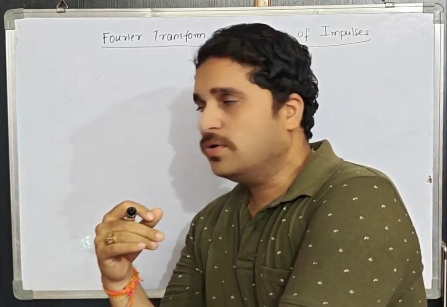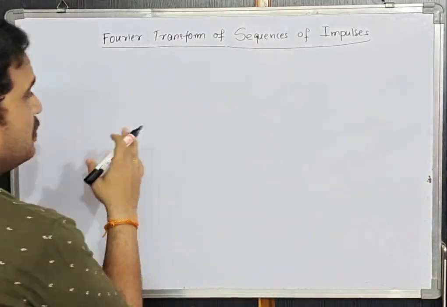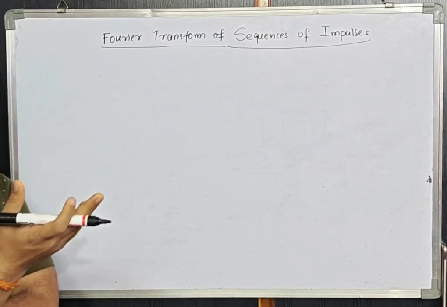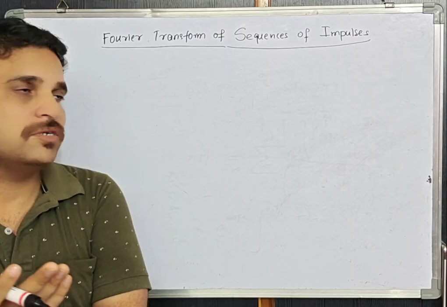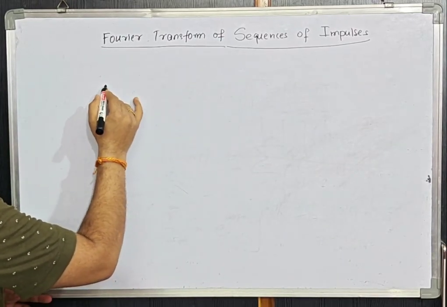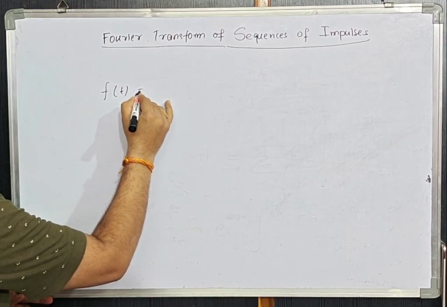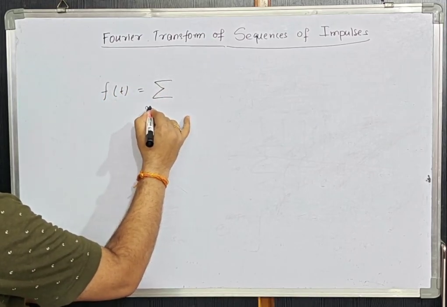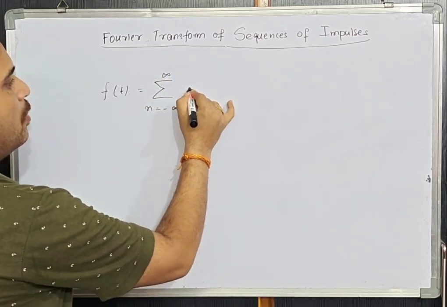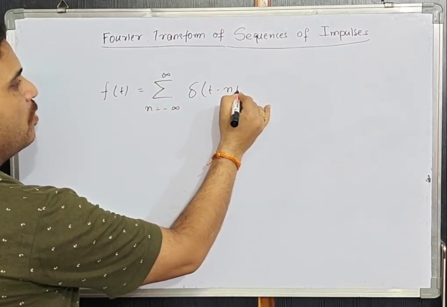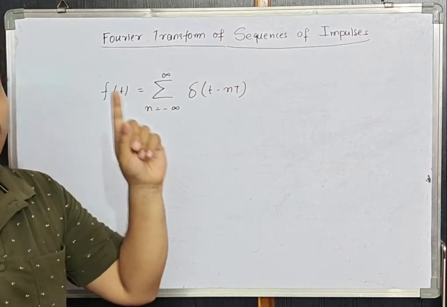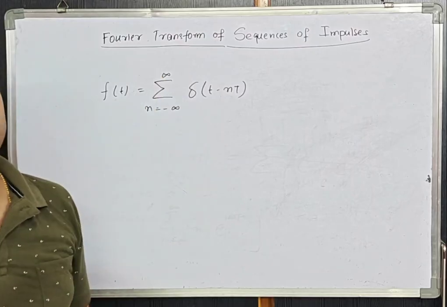Okay. So, the Fourier transform of a sequence of impulses. We know that impulse functions are derived from the delta function, which is defined as delta of x, and a sequence of impulses we can define as f of t equals the summation, with n going from minus infinity to plus infinity, of the delta function of t minus nT. This is defined at every particular value of n, which runs from minus infinity to plus infinity.